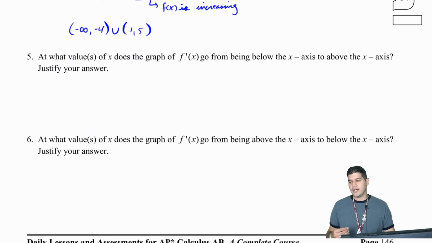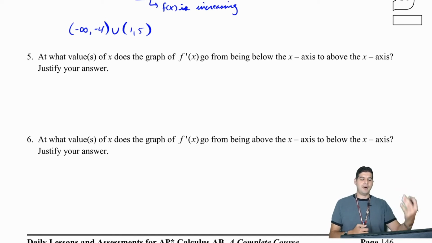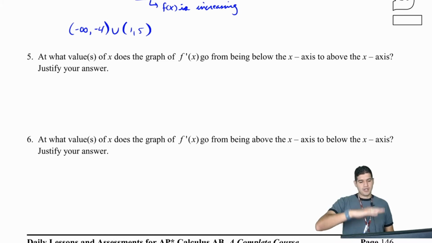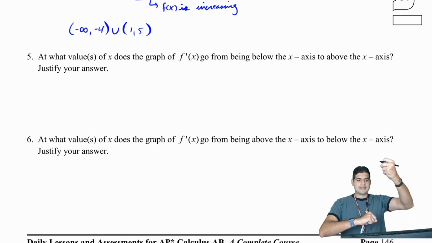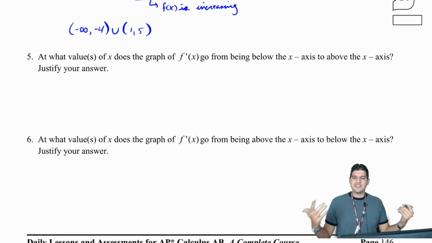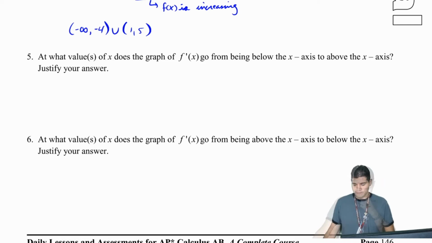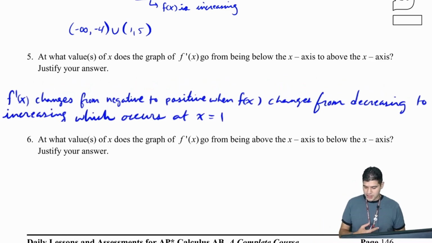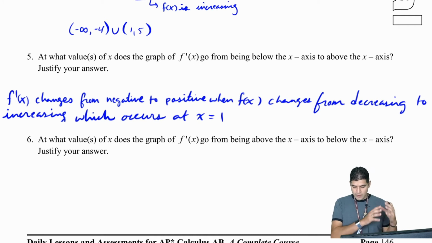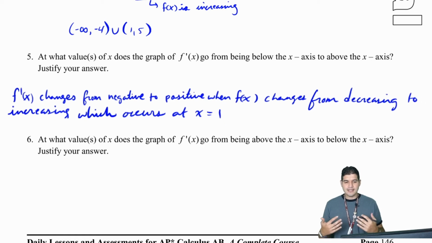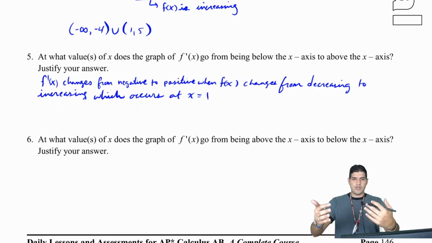So now I want to say, at what values of x does the graph of f prime go from below the x-axis to above the x-axis? So when is it switching from negative to positive? Again, all I have is the graph of f, but with the knowledge that we've gained so far, I'm able to create insights into f prime. So what do I want to say here? Well, f prime of x is changing from negative to positive when f of x changes from decreasing to increasing. And in this case, it occurs at x equal to 1.